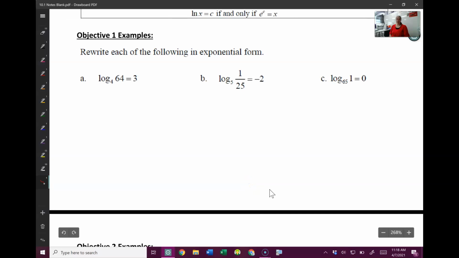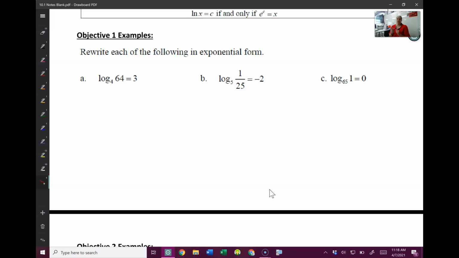Okay, let's start this with reviewing what we did in the last video. So what I want you to do with these three problems is to rewrite them in exponential form. So all three of these, there's not going to be any solving to it like we did in the last problem. We're not solving for x. We're just taking this equation and rewriting it in exponential form.